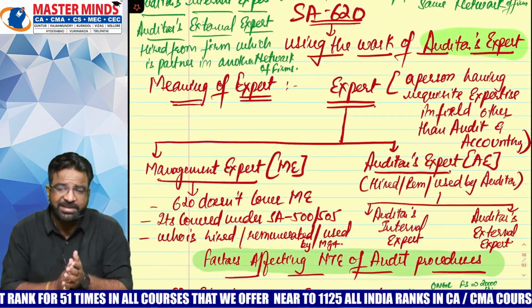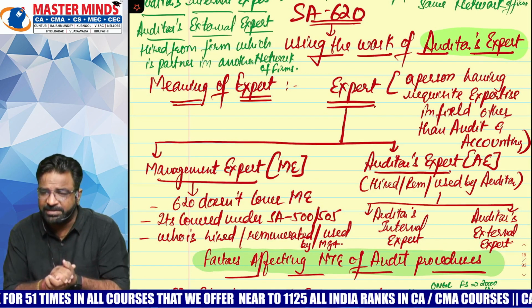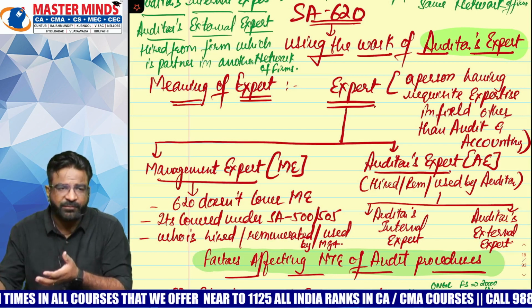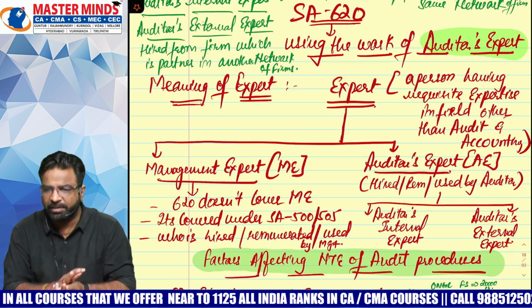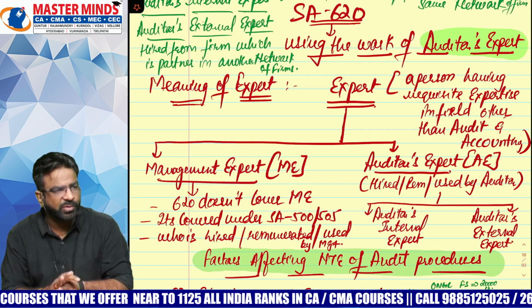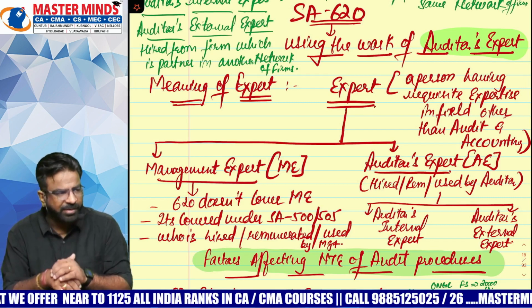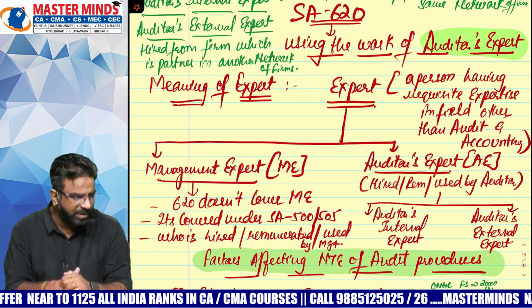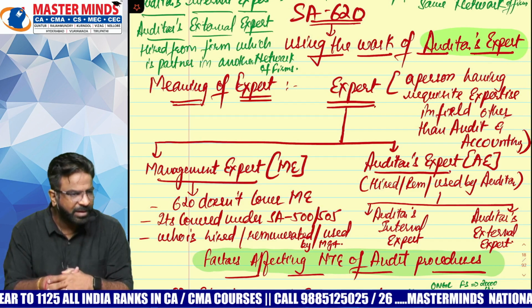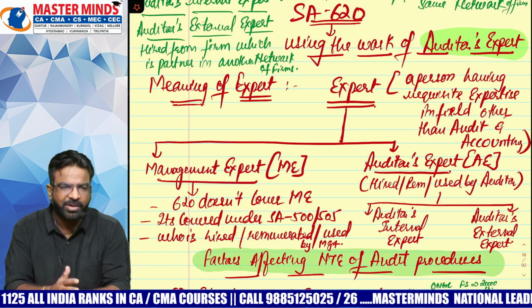First tell me, what is an expert? What do you mean by an expert? An expert is a person other than what? The field of auditing and accounting. That person is known as an expert, because who is an expert in the field of auditing and accounting? So obviously we will never hire someone as an expert when we need help in what? Auditing and accounting. It is other than auditing and accounting.